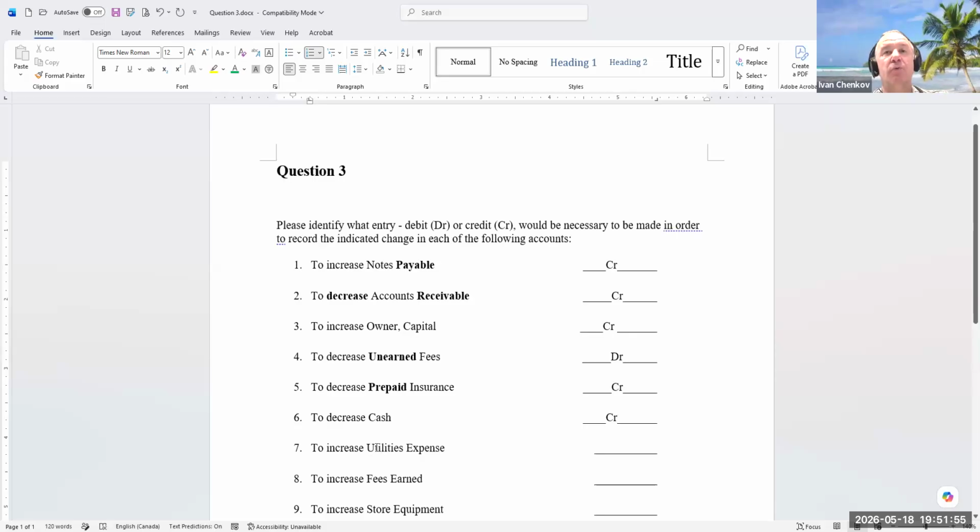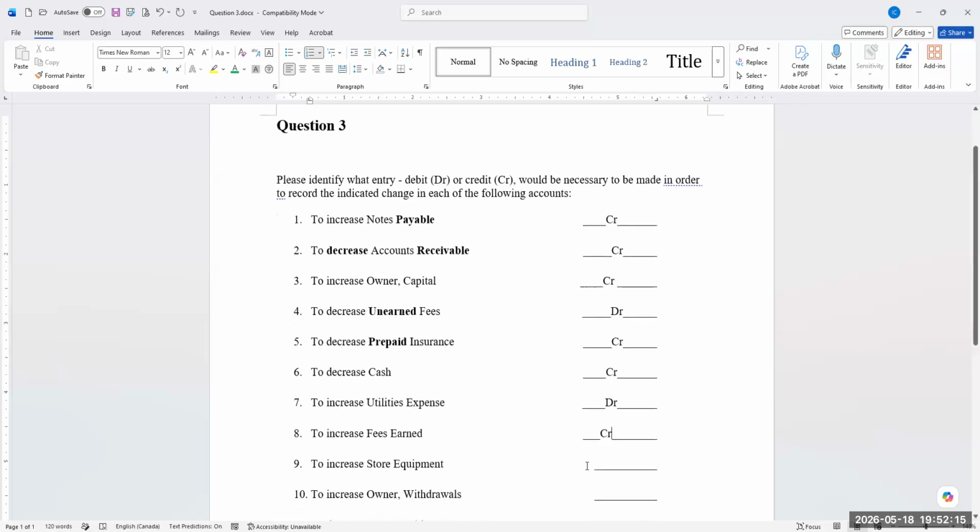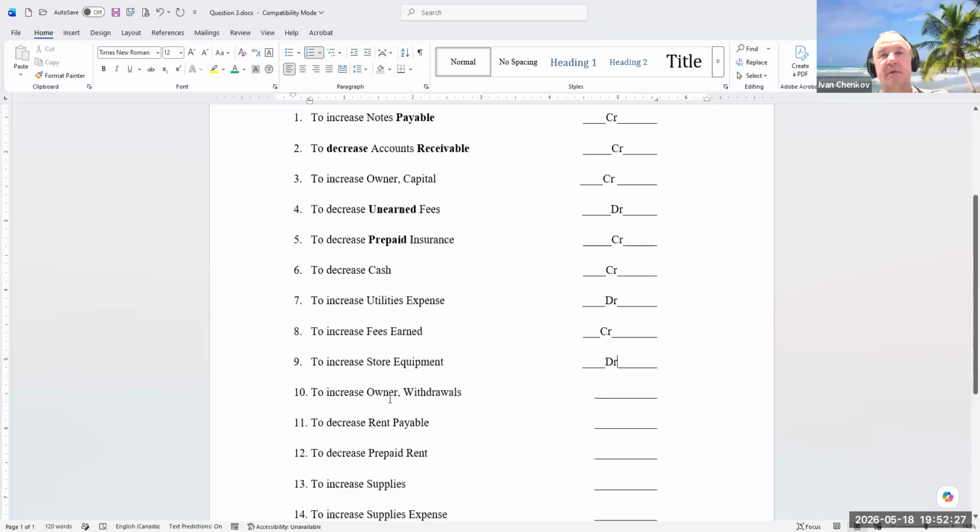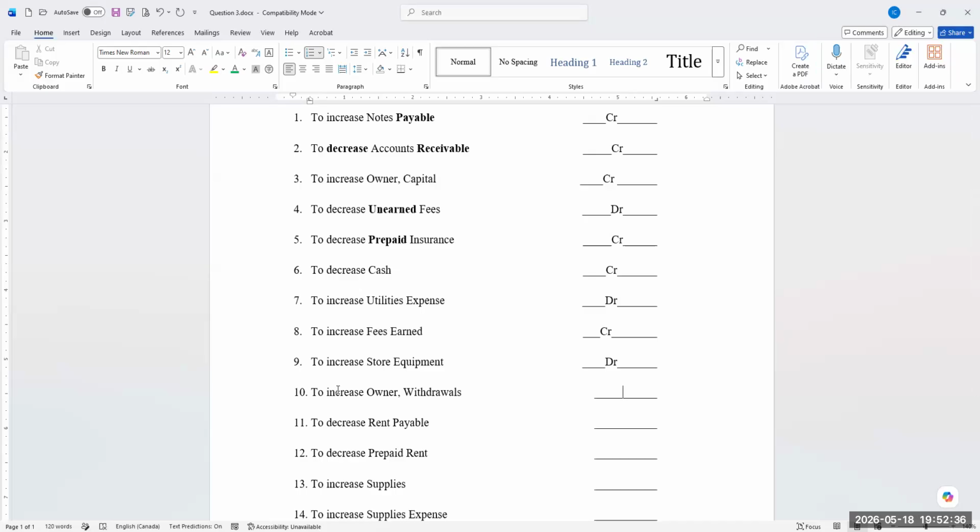Excellent. Utility expense. I want to increase the expense account. There's only one option for the expense. Debit. Only debit, yes. Fees earned. We earn the fees. Credit, because it's revenue. Exactly. Store equipment. An asset. So we debit it. Debit, right? Owner's withdrawal. I want to increase the owner's withdrawal. Remember, the owner's withdrawal reduces the owner's capital. Debit.